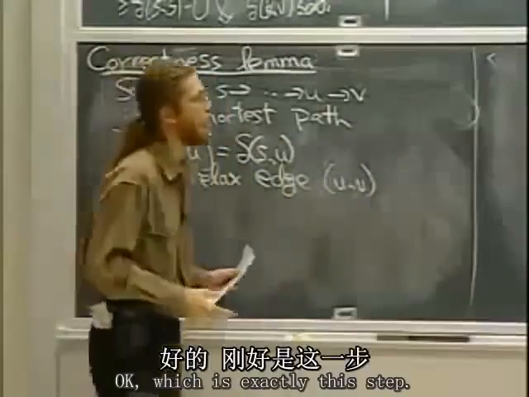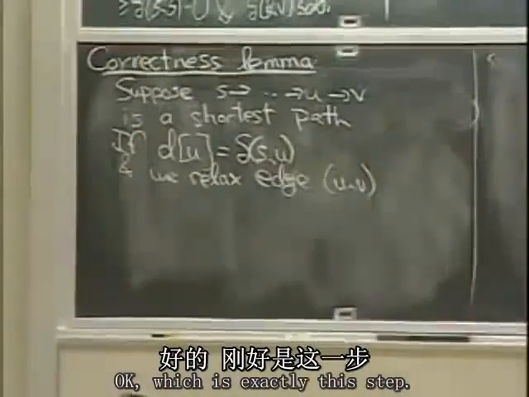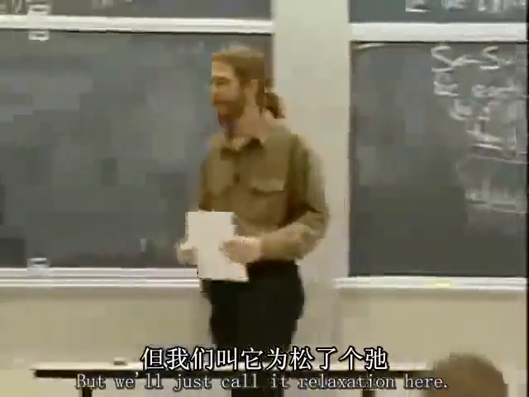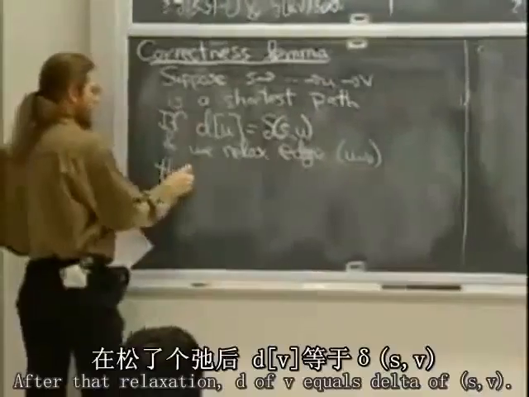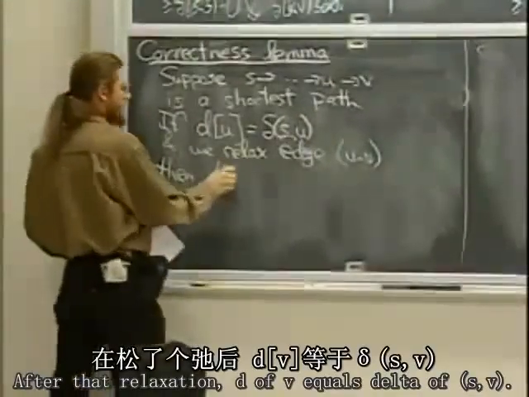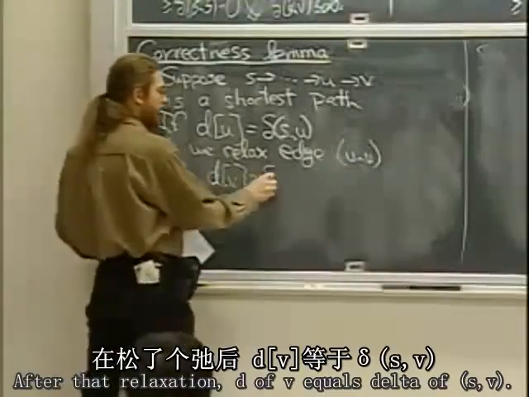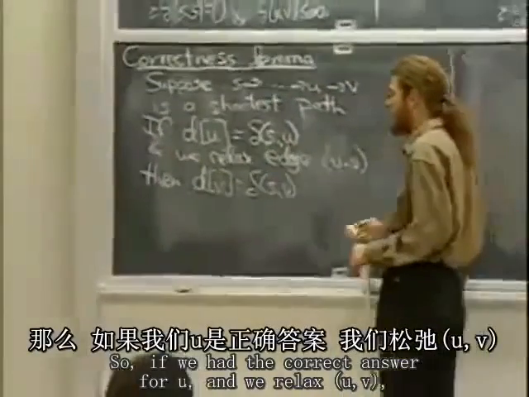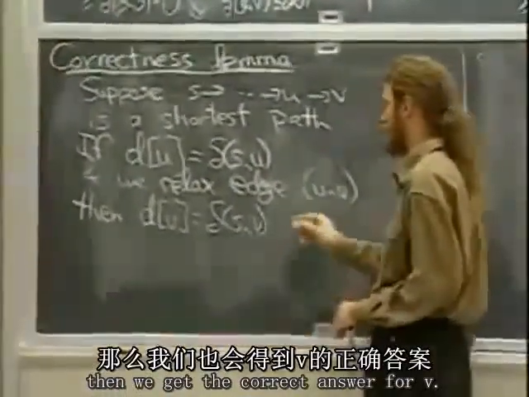Which is exactly this step. This is relaxing the edge uv, though I didn't just call it relaxation here. Then after that relaxation, d of v equals delta of s comma v. So if we had the correct answer for u and we relax uv, then we get the correct answer for v.